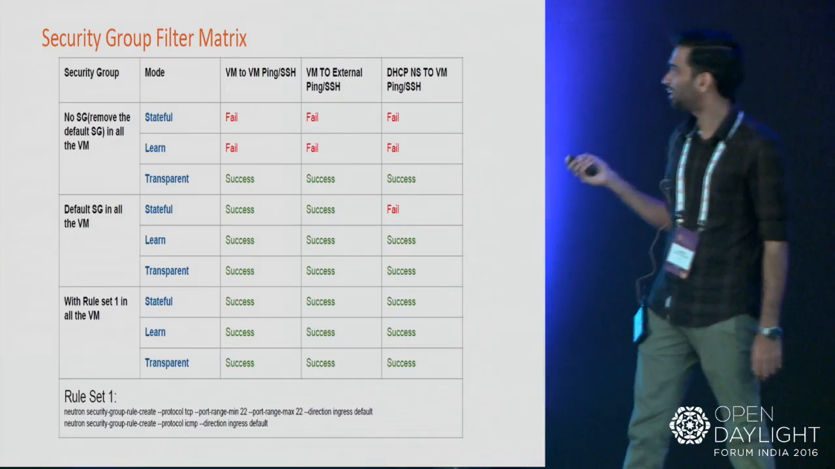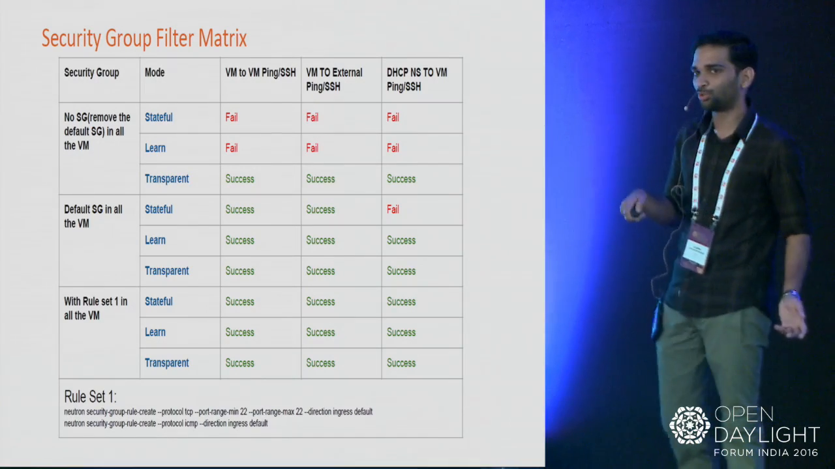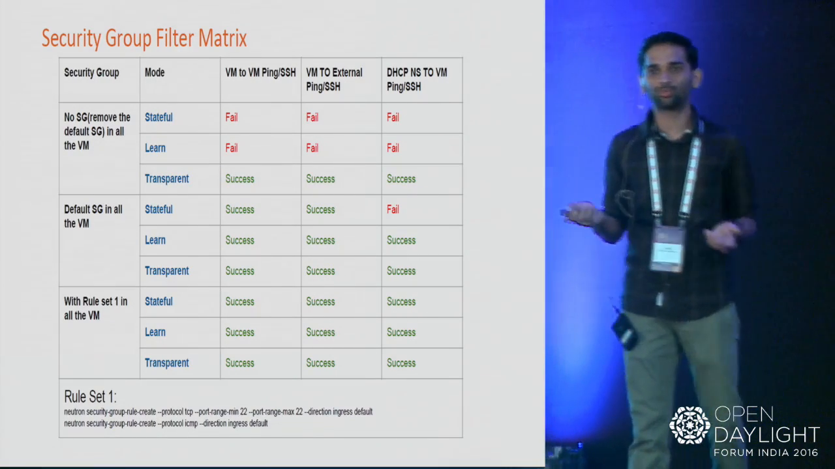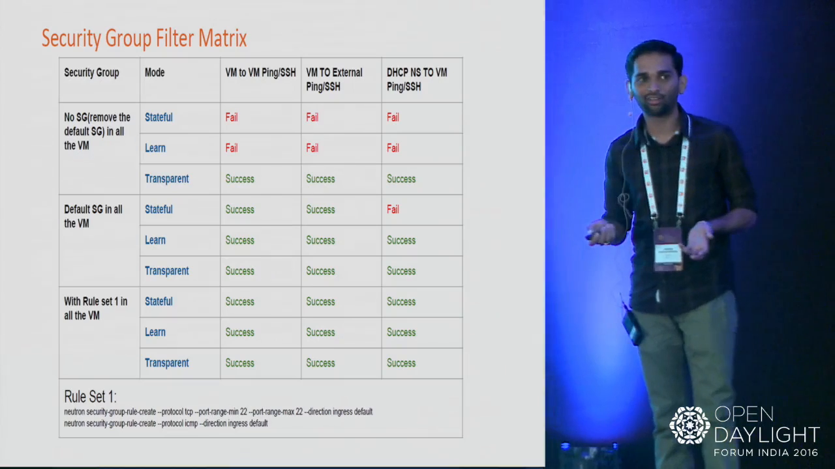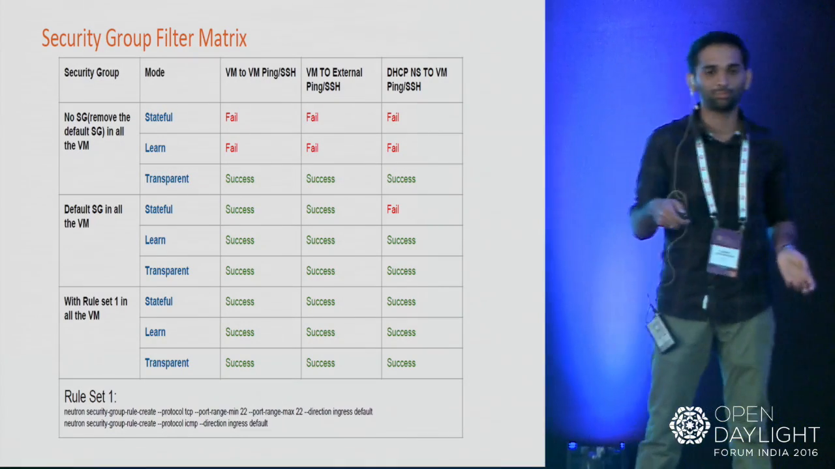This is some metrics I have added, because there used to be a lot of queries like what rules I should add, because when you spawn a VM, whether VM to VM ping will work, or DHCP namespace to VM ping will work.